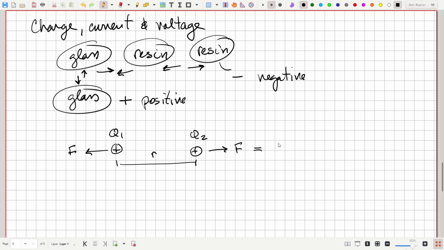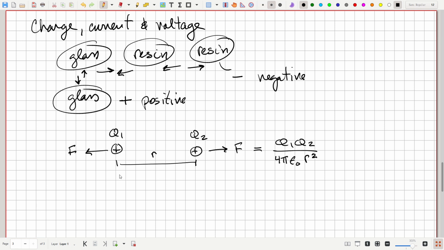such that F is equal to the product of the charges, Q1 times Q2, over a constant, which we write as 4 pi epsilon 0, called the permittivity of free space, times the square of that distance. Okay, we know that gravity falls off as 1 over the distance squared. So does the electric force. But here it's a repulsive force.